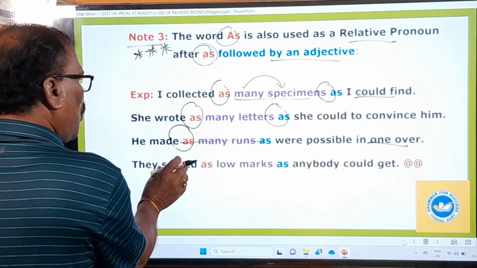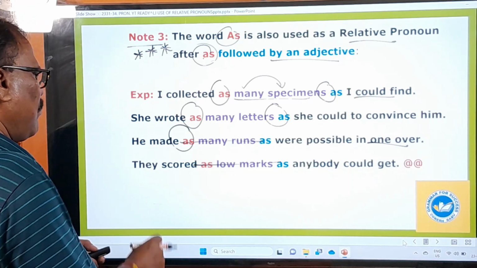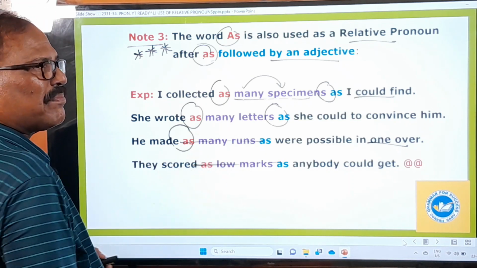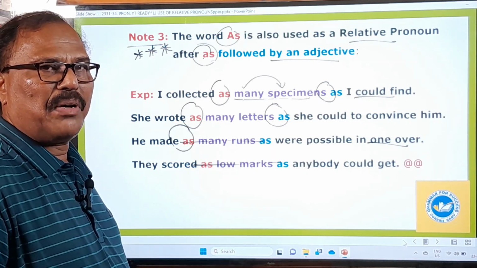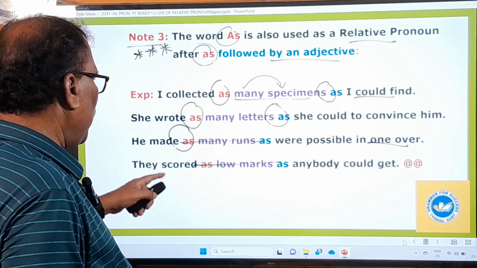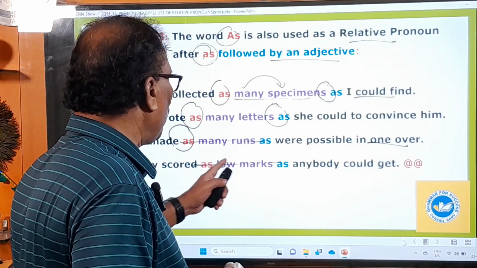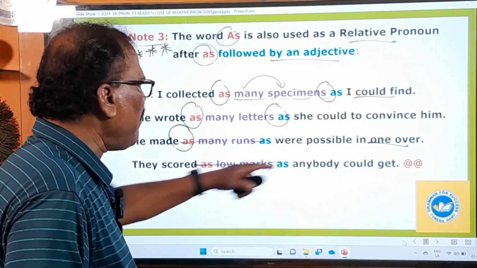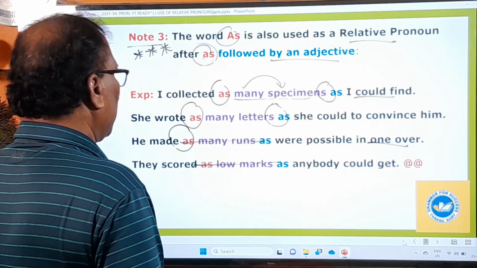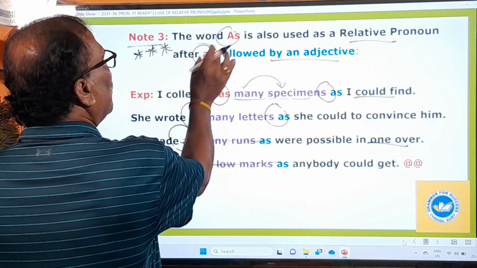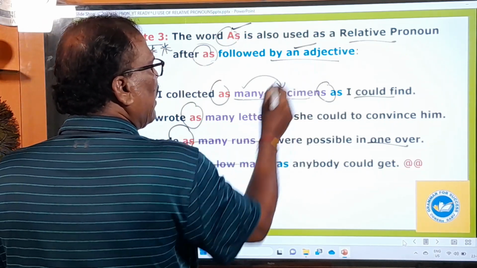And here, see, they scored as low marks as anybody could get. She scored low marks, and anybody could get those low marks. Getting 2 marks, 3 marks is not great, so that's why she scored low marks. Instead of saying she scored low marks just like others, which is a simple way of saying, here they scored as low marks as anybody could get. So in this way, as is used as a relative pronoun, along with as, followed by an adjective.